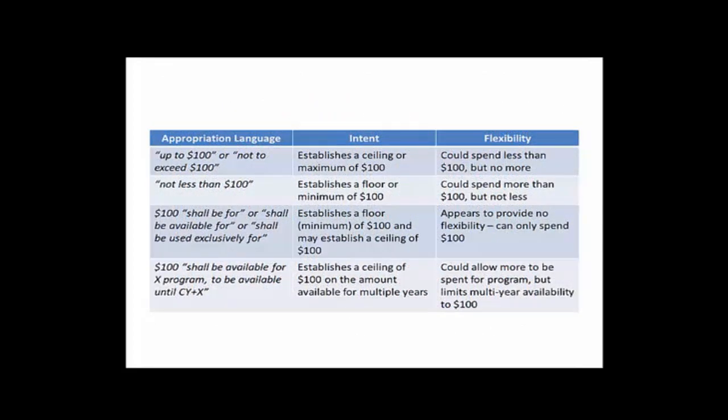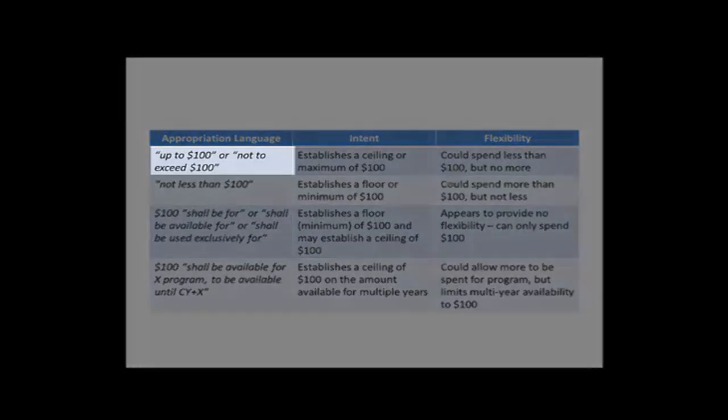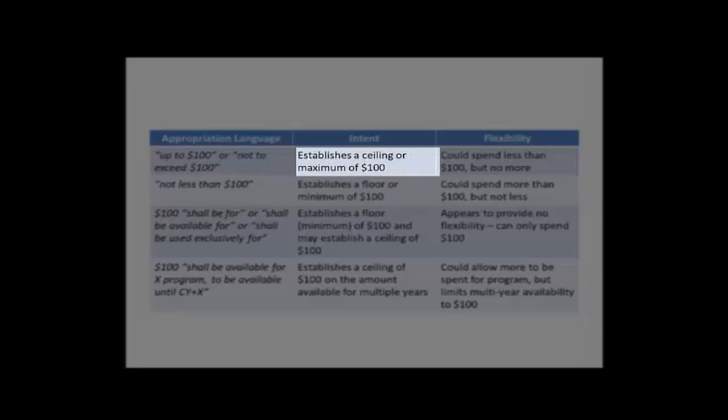Here's a general summary of the possibilities for establishing earmarks. Appropriation language like up to $100 or not to exceed $100 establishes a ceiling or a maximum spending of $100. This permits flexibility to spend less than $100 if you choose, even $0. Language like not less than $100 establishes a floor or a minimum of $100. This permits flexibility to spend more than $100 if you choose.